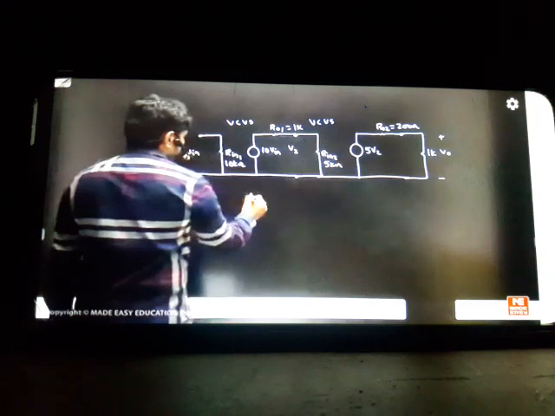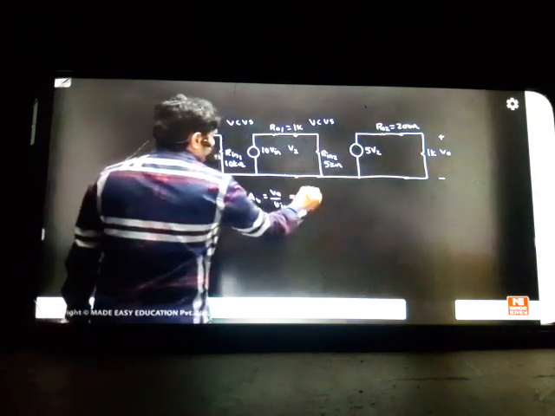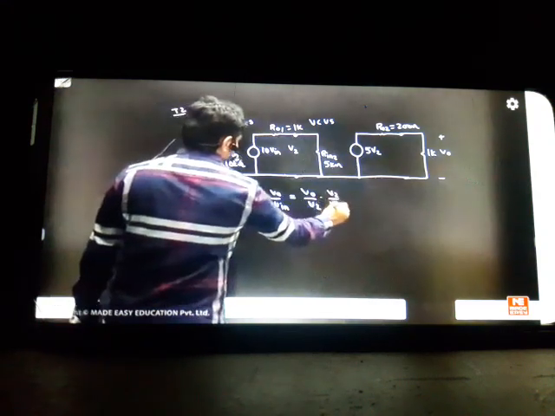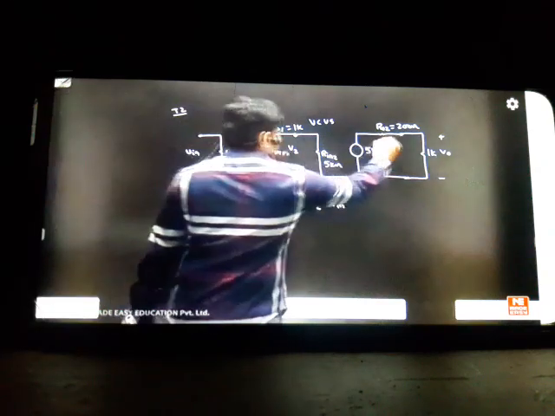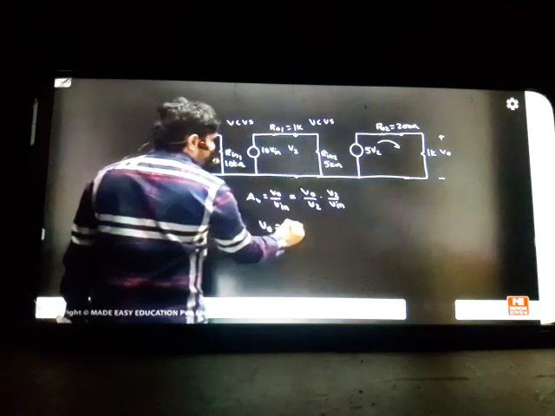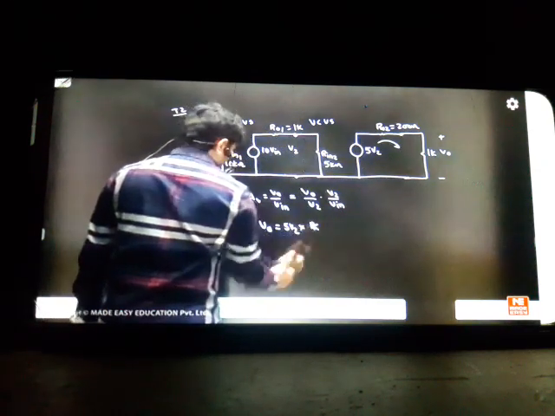If you want to solve this, again, it is output by input. It is V0 by V2, V2 by VI. So you can solve in two parts. This is one division rule you can apply. V0 is equal to 5 into V2 into 1K by 1K.